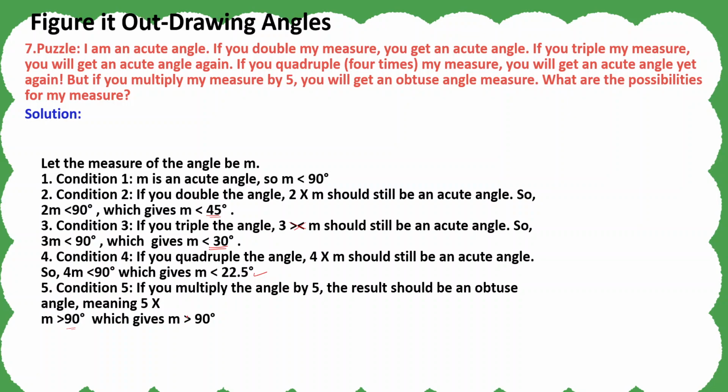So the possible options here: 5m is greater than 90 degrees, therefore m is greater than 90 by 5, which is 18 degrees. So m should be greater than 18 degrees and m should be less than 22.5 degrees. In these values we can find possible options like 20 degrees, 21 degrees, 22 degrees or 21.5 degrees. All these are the possible options.